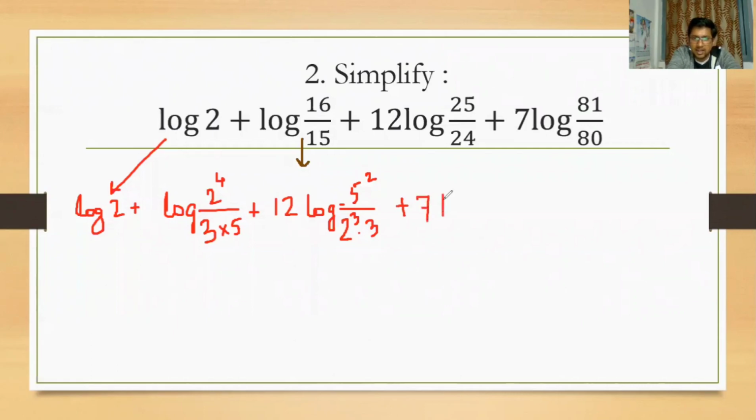If I see this one, log 81, right? 81 is 3 to the power... I think it's 9 square. So 3 to the power 6, if I'm not mistaken. Sorry, 3 to the power 4, I think. So yes, it will be 3 to the power 4. If I see 80, 80 is actually 16 into 5. So 16 is 2 to the power 4, and 5 is a prime number. So I'm cool with it. That means I have 2 to the power 4 into 5. I've just split this thing, because I have to simplify this.